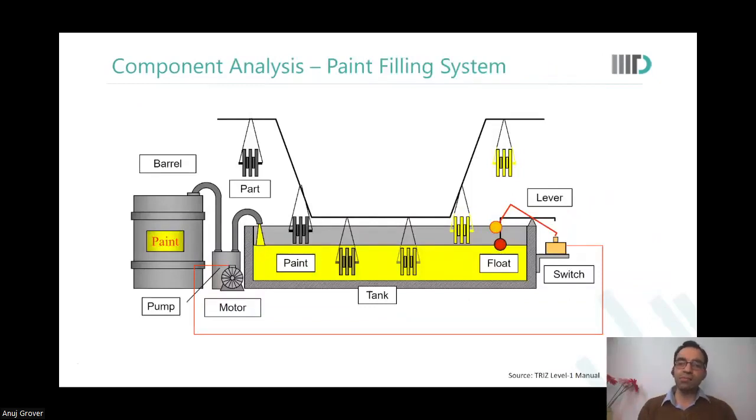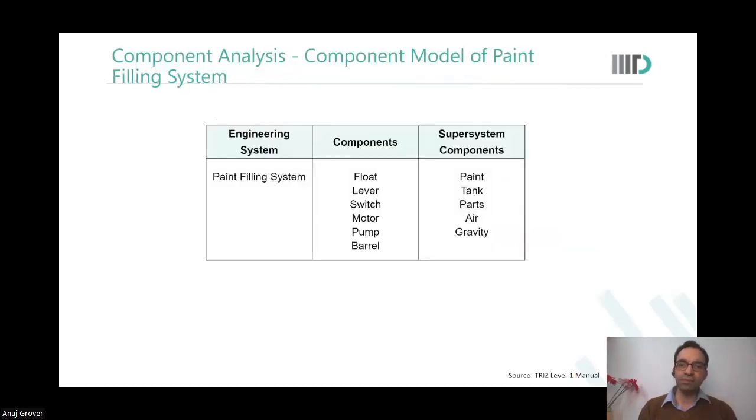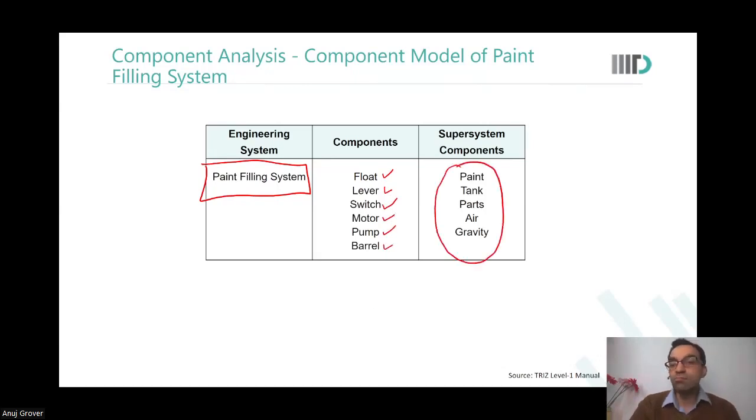So this is our paint filling system in a little zoomed fashion. If I do the component analysis, the engineering system is the paint filling system. The components of this system are float, lever, switch, motor, pump, and barrel. And what are the super system components? Paint. When you brought the engineering system, paint did not come with it. You filled the paint. The paint is a super system component.